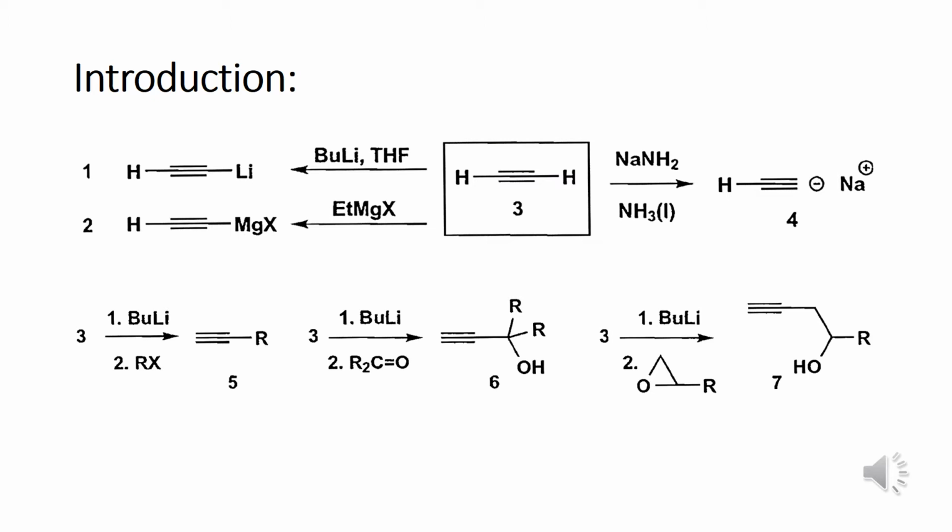You can see here these derivatives react with the types of carbon electrophiles we have already met, such as alkyl halides, aldehydes, and ketones and epoxides, to give structures 5, 6, and 7 respectively.